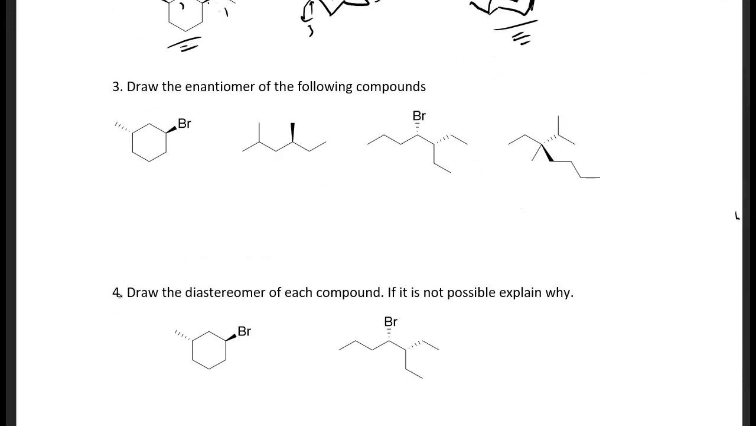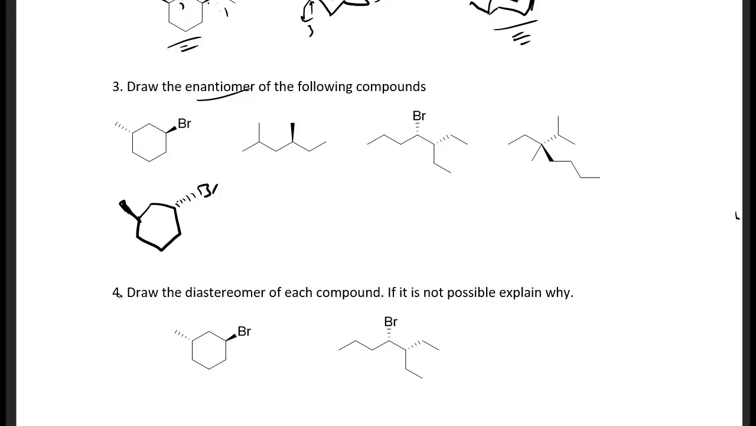Alright, for the next, draw the enantiomer of the following compounds. So an enantiomer means that if there are any stereocenters, all of them are flipped to be the opposite of what they are. So I'm going to just redraw this structure here. And my bromine was on a wedge. I'm going to put it on a dash. And my methyl group is on a dash. I'm going to put that on a wedge.